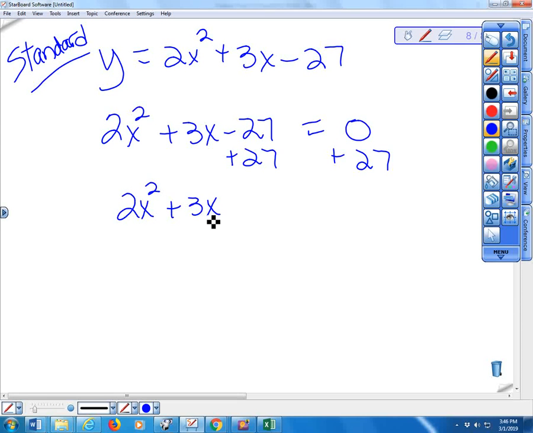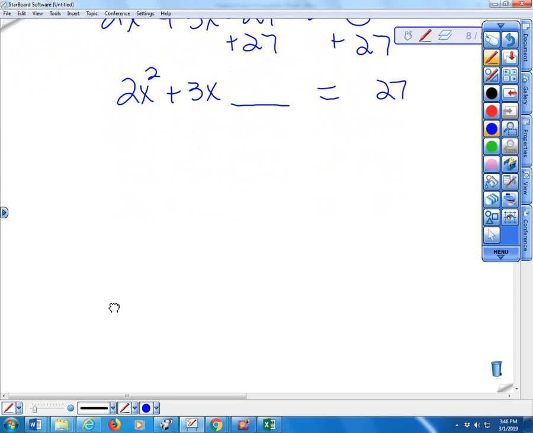I'm going to leave a space. I don't need to put the plus there. And this is what I have. So to put it in vertex form, we complete the square. What I'm going to do is factor a 2 out of the left. When I do that, this becomes 3 halves. You can always check it by multiplying 2 times 3 halves and seeing if you get 3, which is what we started with, and we do.